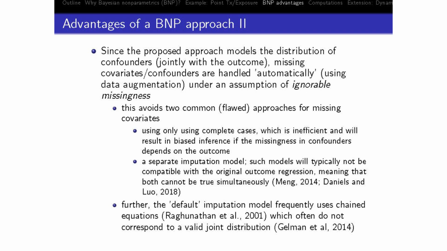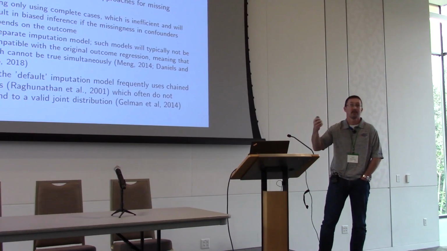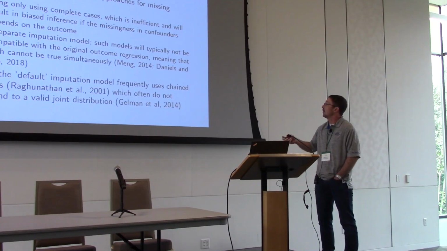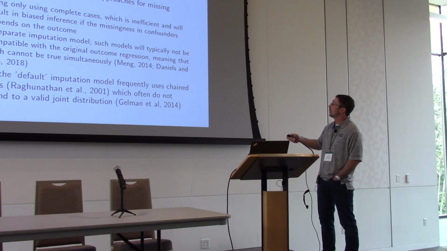Again, if ignorable missingness isn't appropriate, then it doesn't help with that. But it avoids the issue of using only complete cases, which is sometimes done in electronic health record studies, where you just say if they have complete data, we're going to use them, and if not, we're not going to use them as an inclusion criterion, which creates a bias right off the bat. And it also avoids the issue of a separate imputation model.